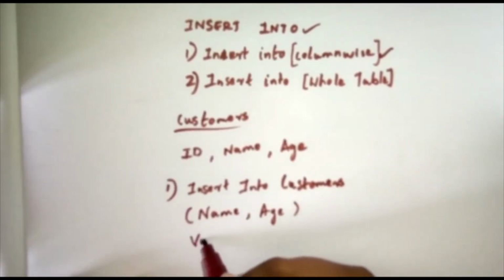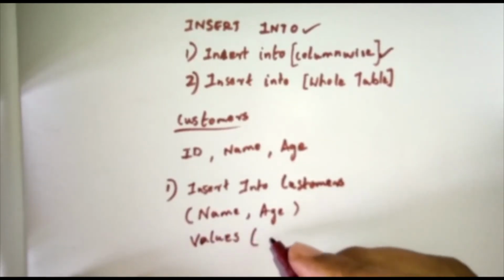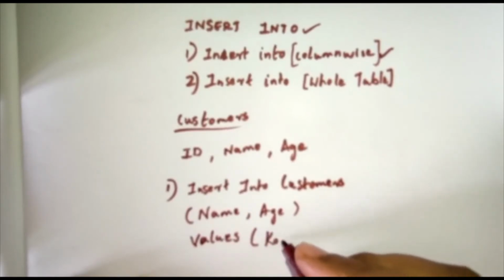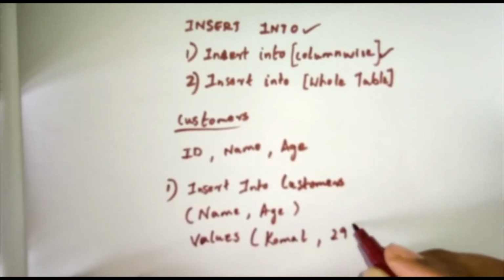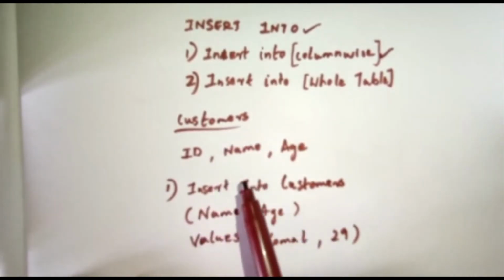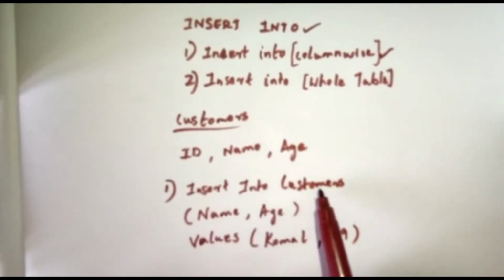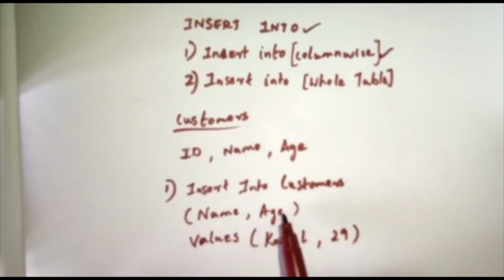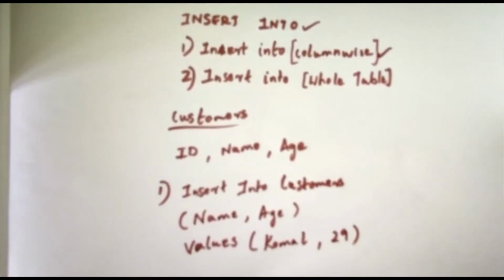And what will be the values for that? Values I will again mention. Name will be Komal, and the age is 29. So I want to include these values into this customers table. This is column wise we are specifying: insert into customers table, name, comma, age. Values should be, name should be tagged with Komal, age should be tagged with 29. So this is one way.